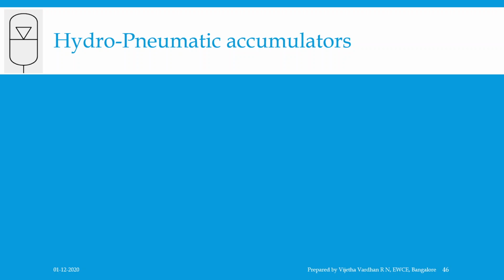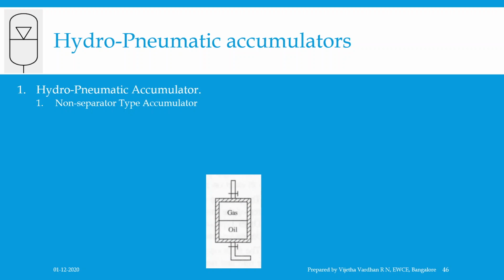Only dry nitrogen gas is used and air is never used because of the danger of oil-air vapor. And the hydropneumatic accumulators are of two basic types. The first one we are going to discuss is called the non-separator type, and the second one is called the separator type. Now let us understand what is called the non-separator type.